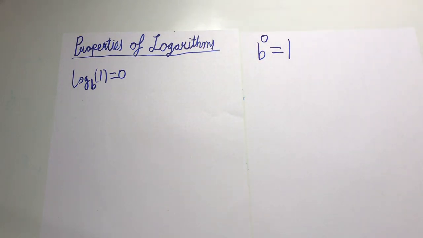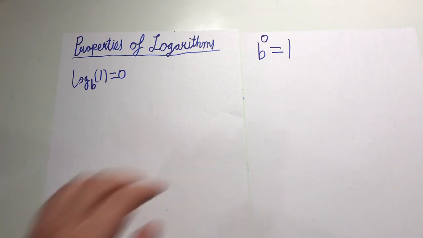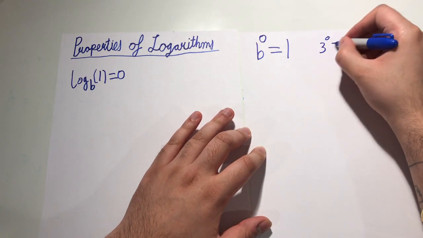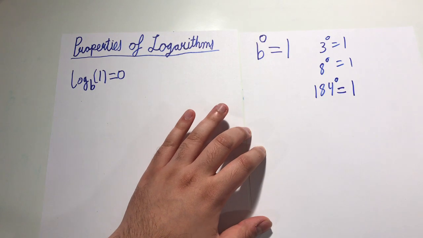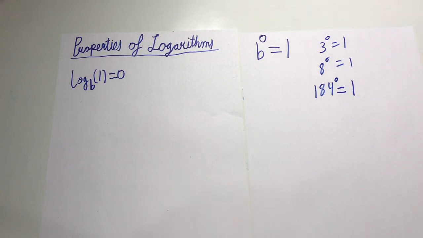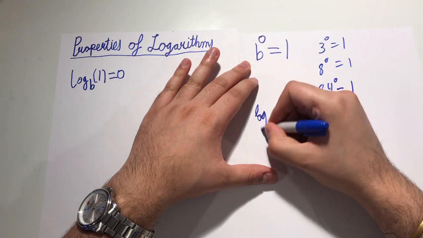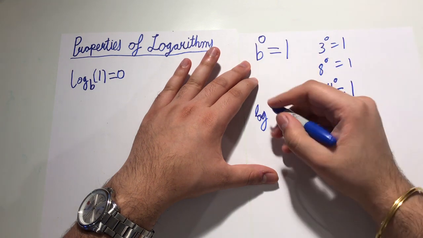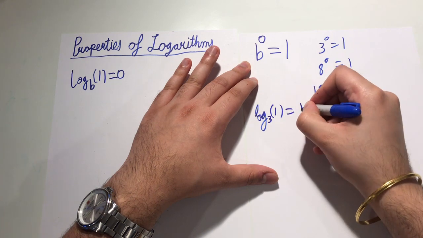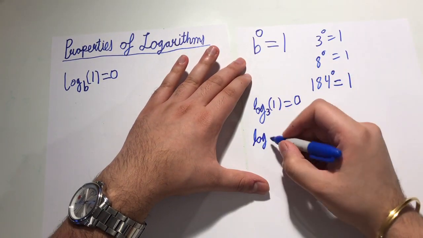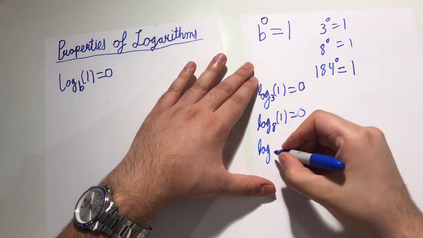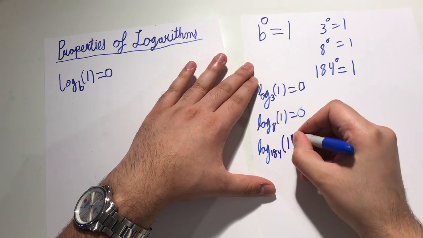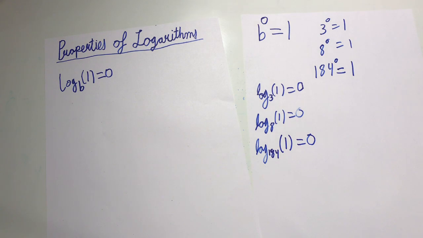Now that's a property you should be familiar with. Anytime you take a number and make its exponent 0, that's always going to equal 1. So for example, 3 to the 0 power equals 1, 8 to the 0 power equals 1, 184 to the 0 power equals 1, right? And in logarithmic form, what does that look like? We have logarithm base 3 of 1, that's going to equal 0. Logarithm base 8 of 1 is going to equal 0. Logarithm base 184 of 1 is also going to equal 0. Okay? And that's the zero property of logarithms. So hopefully that one's a bit easy.